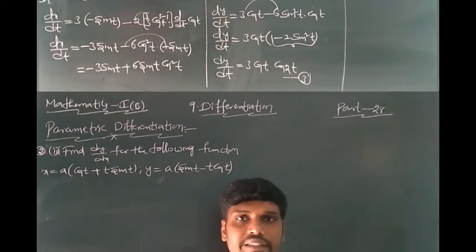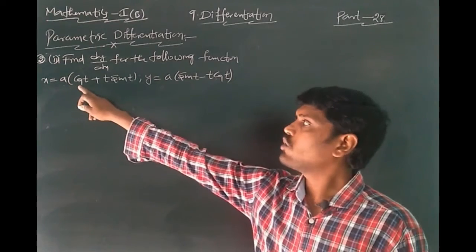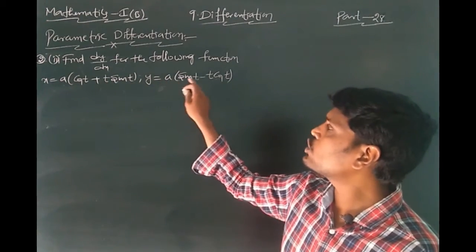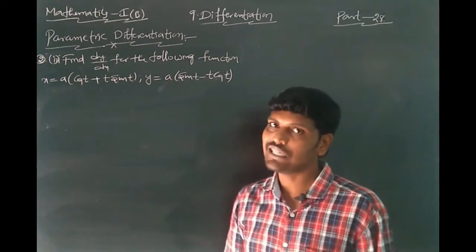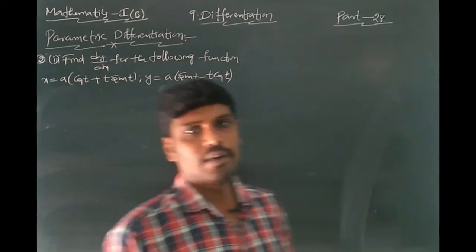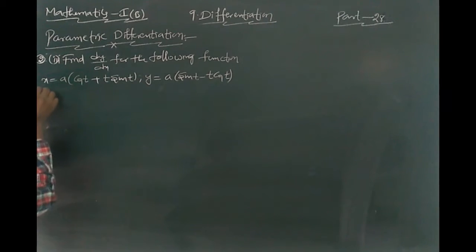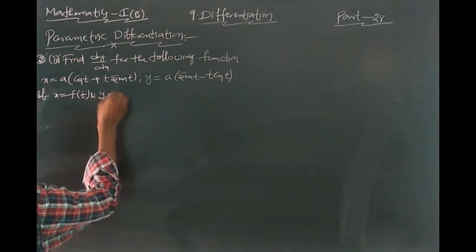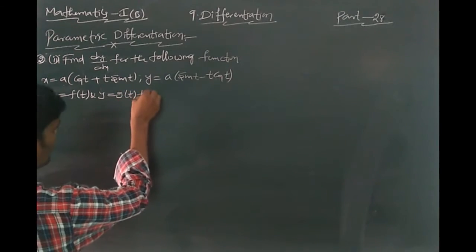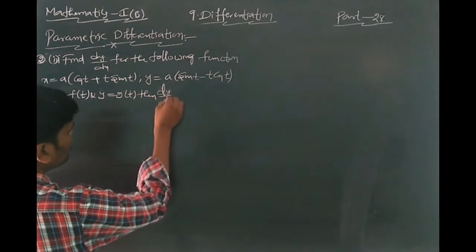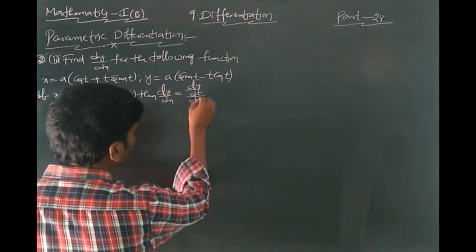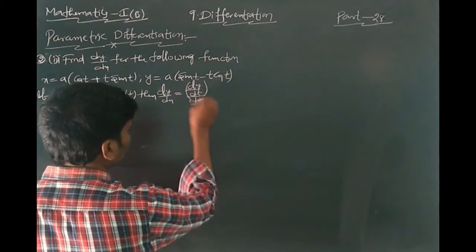Next problem is in this model. X is equal to a into cos t plus t sin t. Y is equal to a into sin t minus t cos t. Then find dy by dx. First we can write the formula. If x is equal to f of t and y is equal to g of t form, then dy by dx is equal to, what is that formula? dy by dx is equal to dy by dt by dx by dt. This one is the formula.